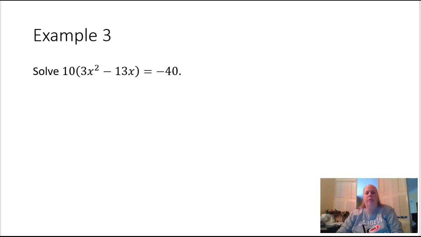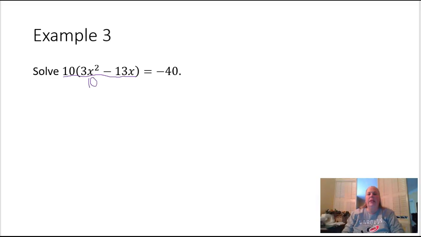This is example 3 from lesson R.5. All right, to start off solving this equation, we can distribute the 10 into the parentheses, but I think I want to start off by dividing both sides by 10. This is going to keep my numbers pretty small, and it's going to make it a little bit easier to deal with down the road there.